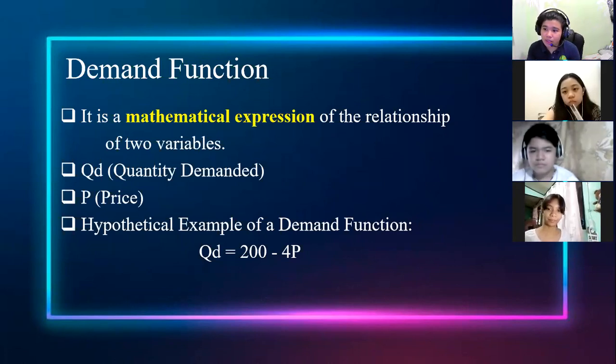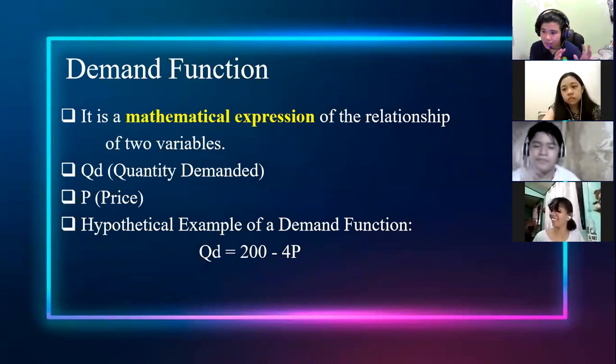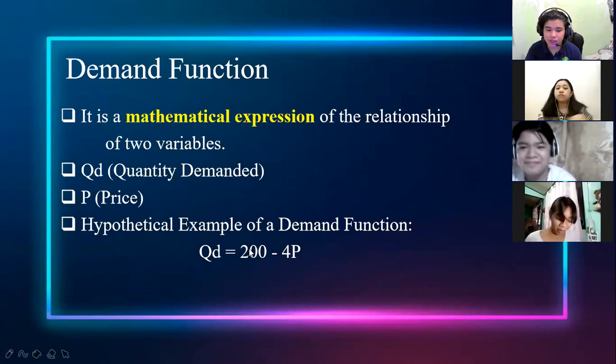If you look at your book, iba din yung demand function in our seat work. Yung seat work natin, I think it's on page 91. Iba yung example doon of demand function. So meaning to say, it varies. It changes. Pero what does not change is that the QD equals, and then there's a certain number, and then another minus, and then a certain number, tas P. Okay?